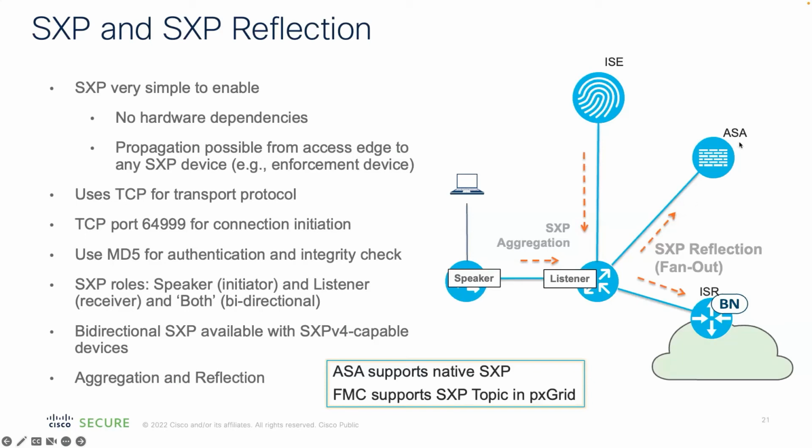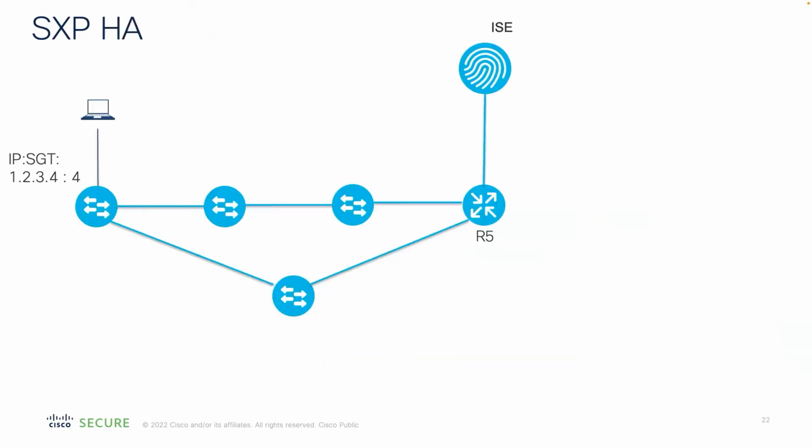Bearing in mind, I'll use the ASA here because we're talking about native SXP using TCP port 64999, and the ASA supports this native SXP. If this was a next-gen firewall with a Firepower Management Center and Firepower Threat Defense, then the Firepower Management Center downloads these mappings from pxGrid, and it uses the SXP topic in pxGrid. So that's why I used the ASA as an example here. So this is SXP Reflection.